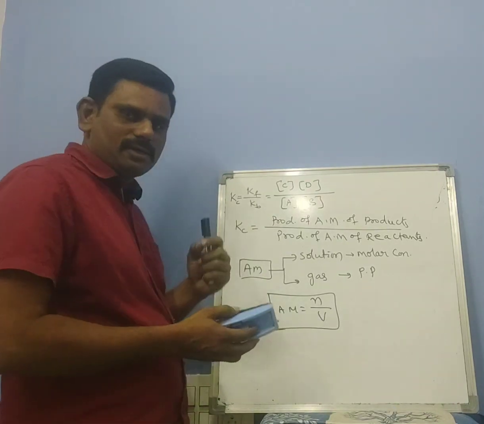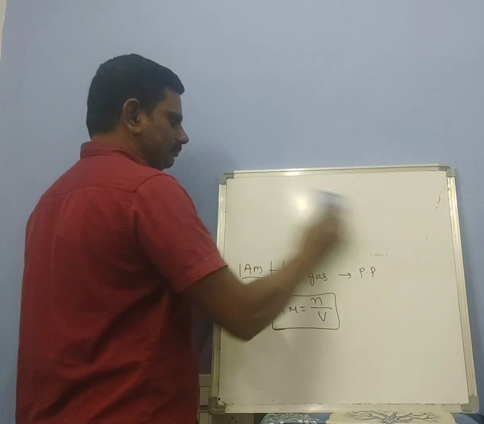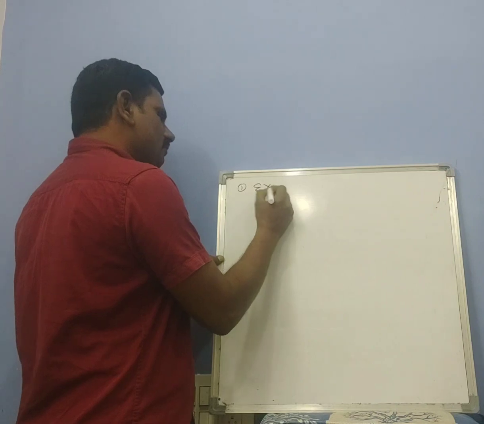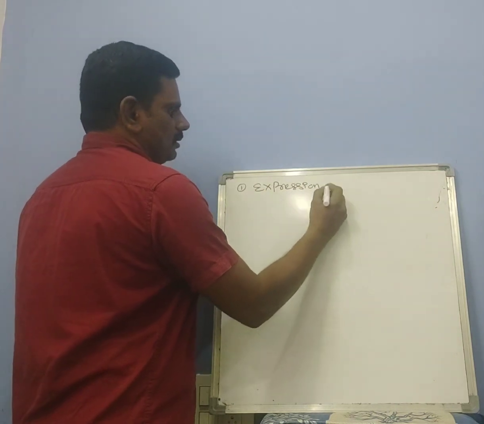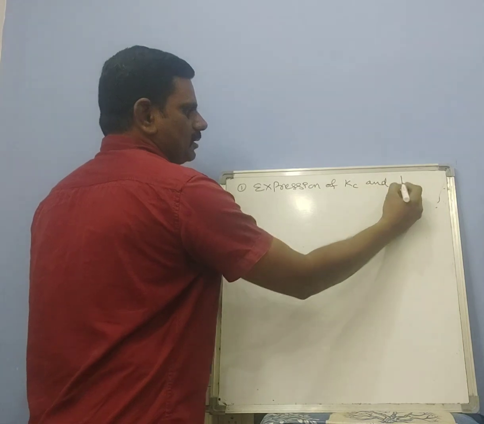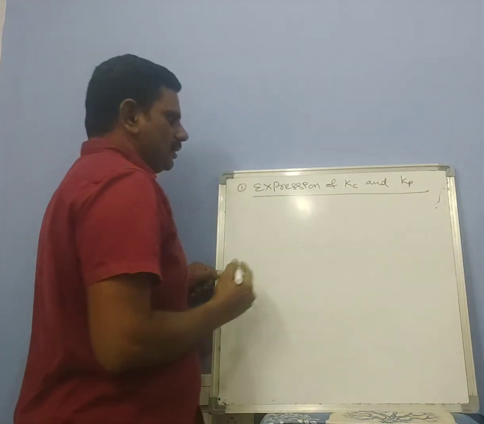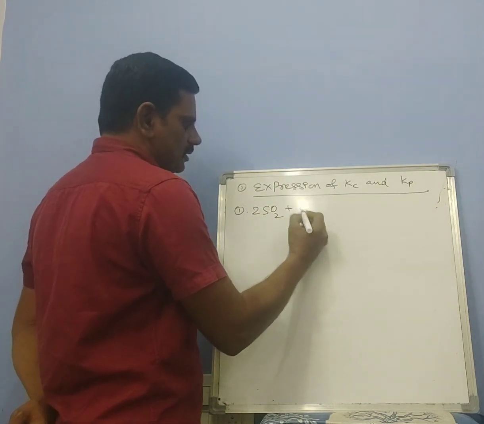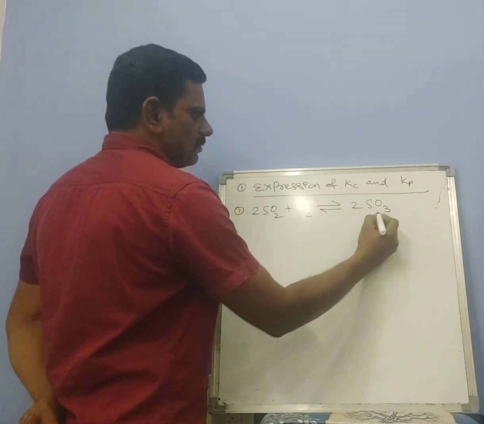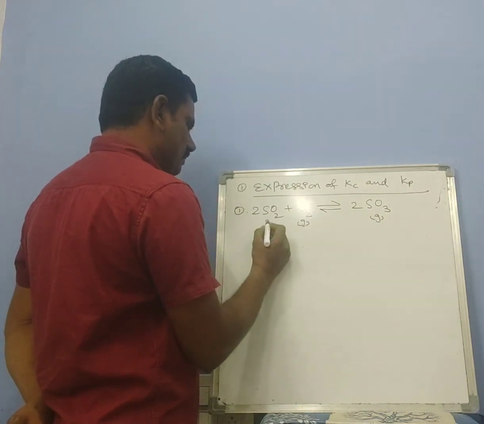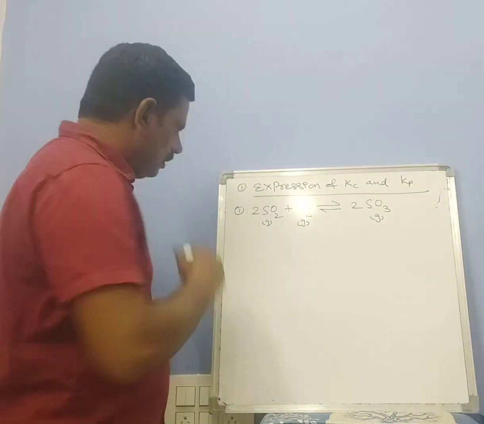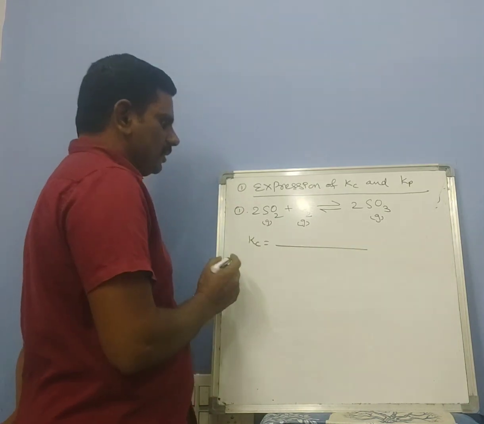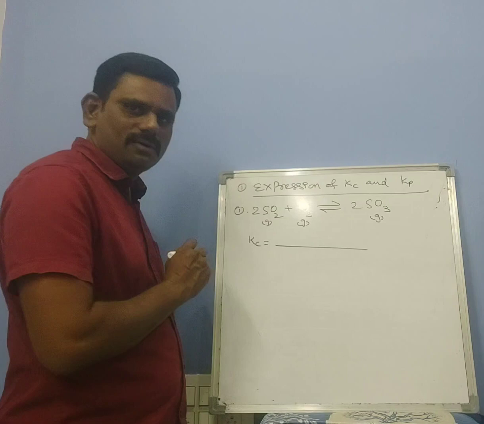First one, expression of Kc and Kp for a given reaction. Say, for example, I am writing 2 moles of sulfur dioxide reacts with oxygen to form 2 moles of sulfur trioxide. All are in gaseous form. I am writing the Kc value. Kc means what? Equilibrium constant in terms of molar concentration.